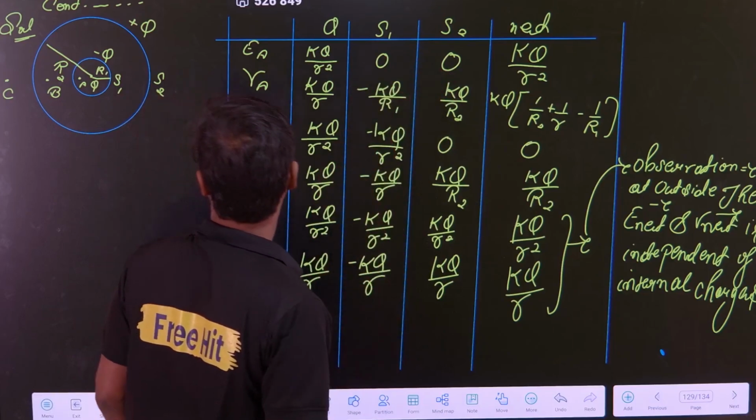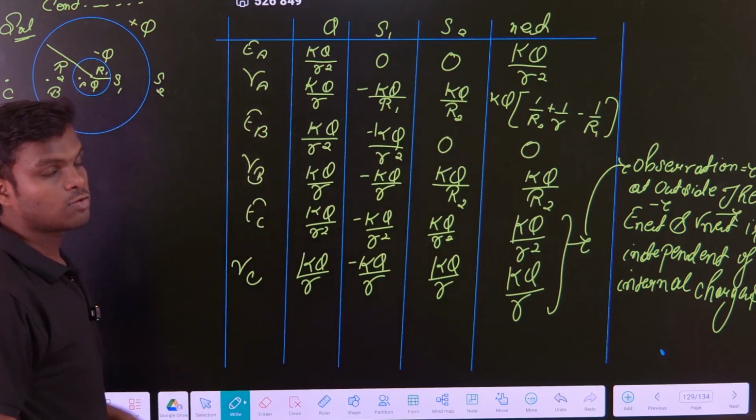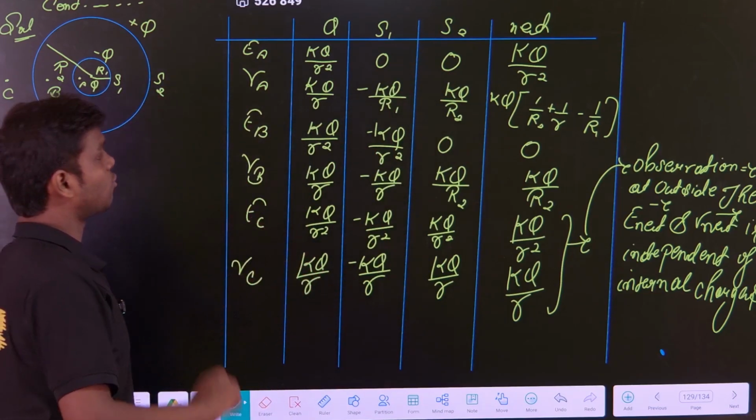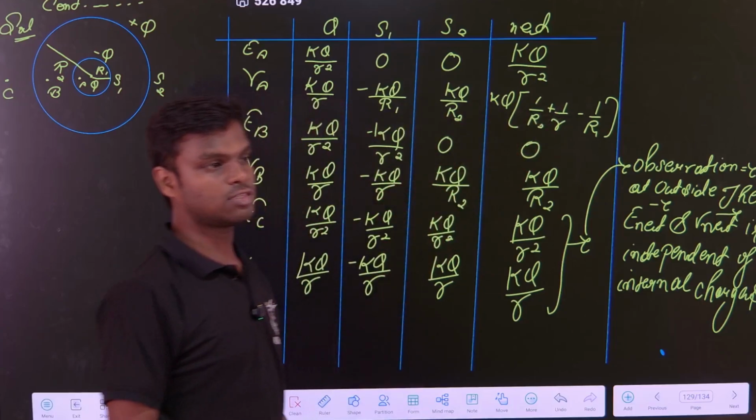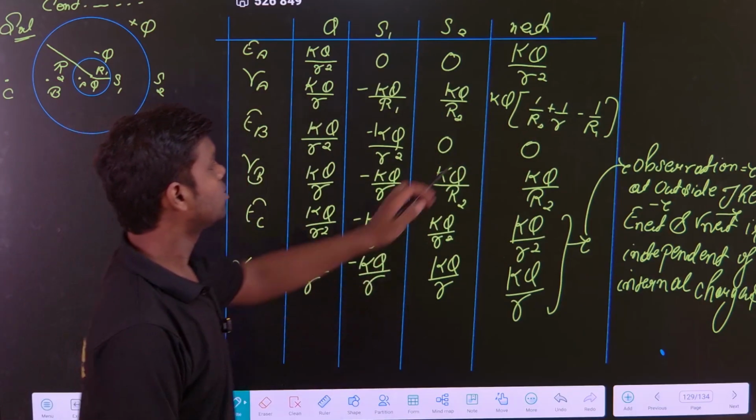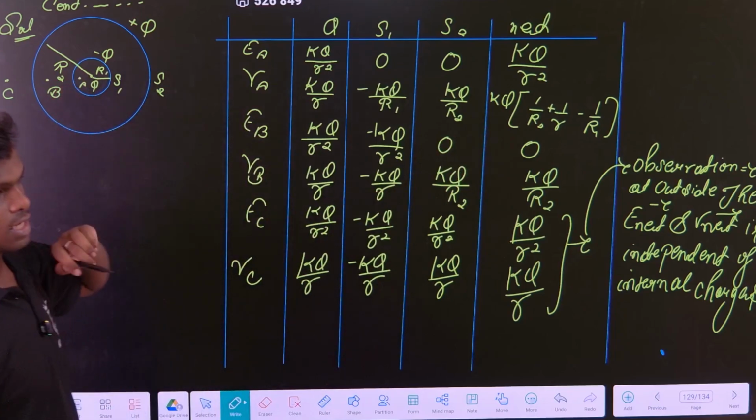Now for S2, again it is an internal point, so what is the value? kq by r2. So the total value you will get is something like this. So this is the total potential inside this point, correct?